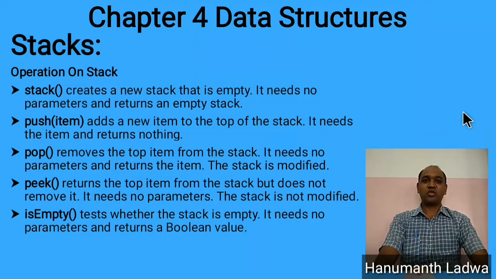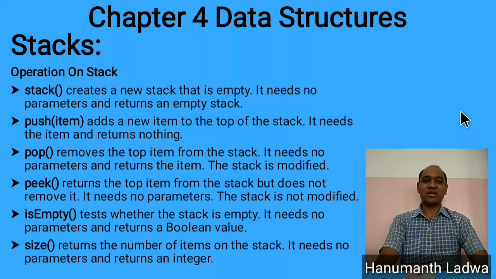Is empty. It is going to test whether the stack is empty or not. This returns a Boolean value. Next, size. It returns the number of items on the stack. It needs no parameter and returns an integer number. So it returns how many elements are present in a stack.